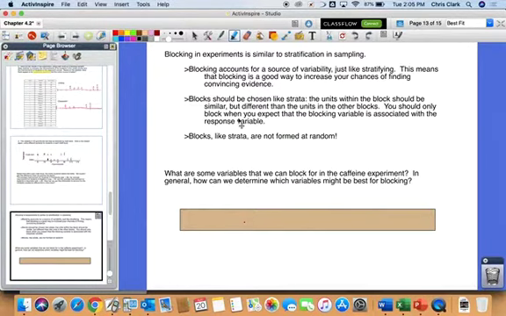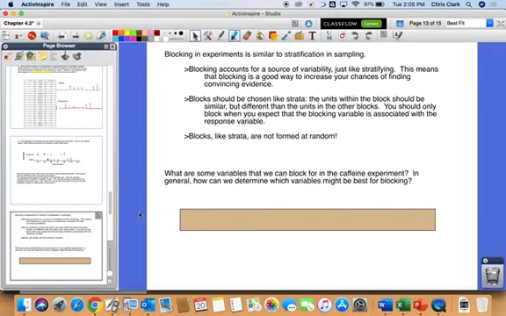Now, how do we choose blocks? Blocks can be chosen just like strata, okay? But we want to make sure that we choose the thing that we think affects the response the most. So in this case, we probably would think that the class level affected the response the most. And we do not form these at random. All right, going back to the caffeine experiment.